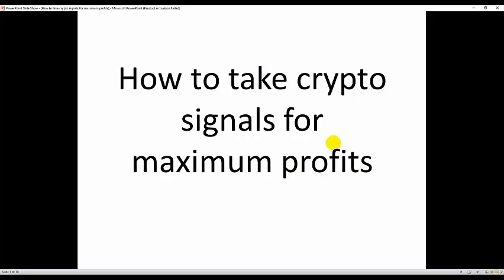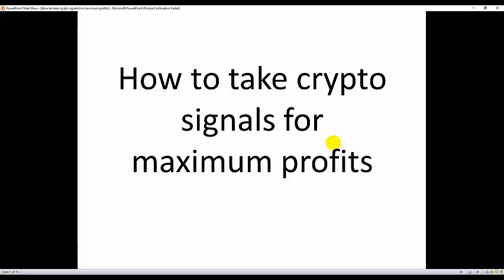How do you take crypto signals for maximum profit? Now, when we talk about signals, they could be developed by you. It could be something that you created yourself as a result of your technical and fundamental analysis, including your sentiment analysis. When we get there, you will get to understand what all these things mean.